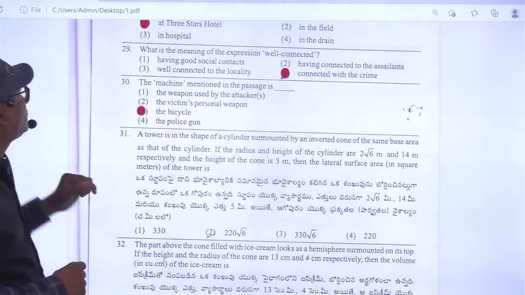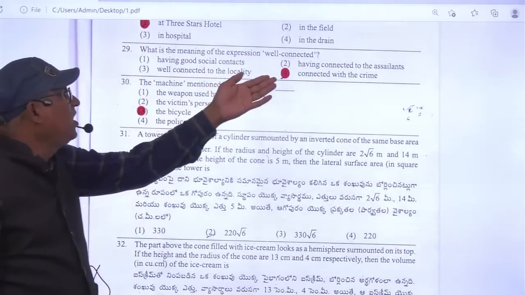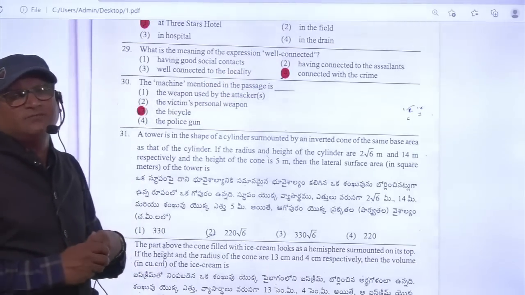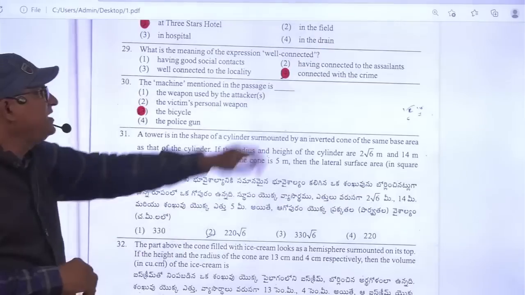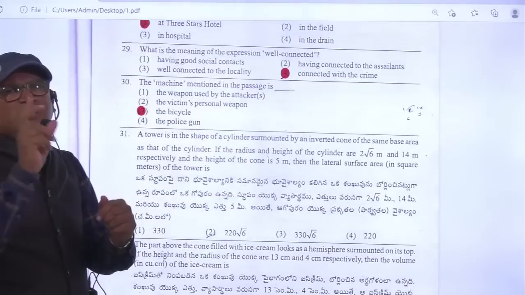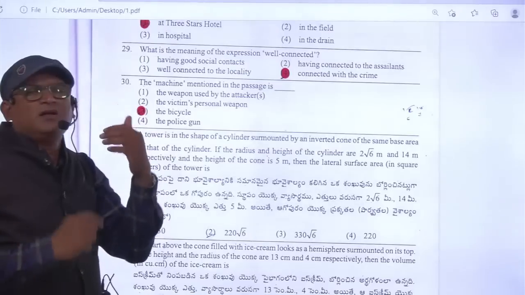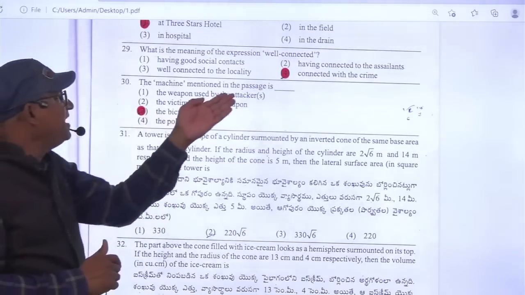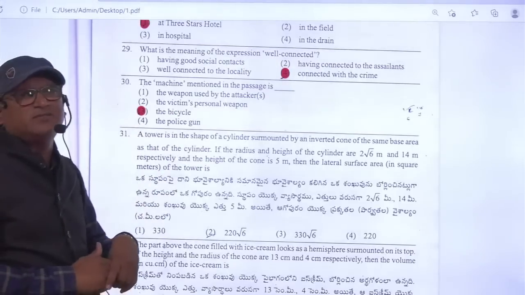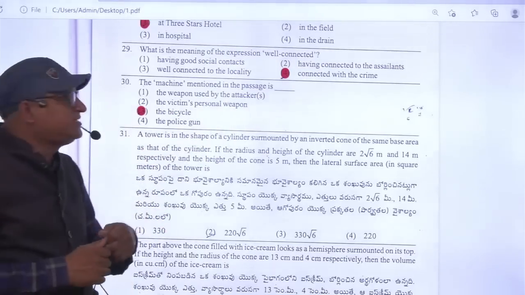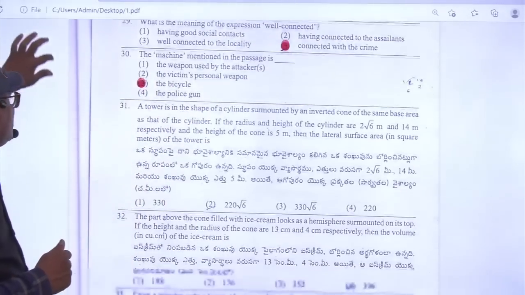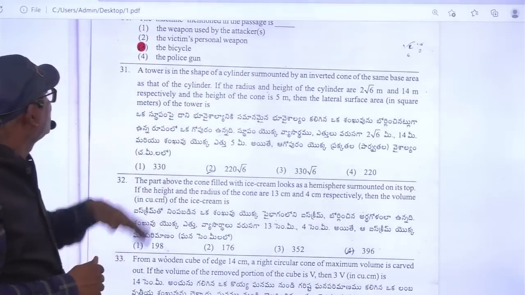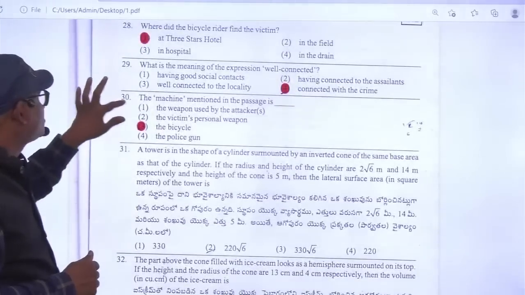Let's go for question number 29. What is the meaning of the expression well connected? So here well connected is like a phrase which means connected with the crime, right? But that was given along with a relative pronoun like who. That might be the 4th right answer. The machine mentioned in the passage is nothing but the bicycle only, because the traveler initially visited by using the bicycle only. 3 is the right option. Coming to question 31. The tower is in the shape of a cylinder. Of course, up to 30 questions only the English.